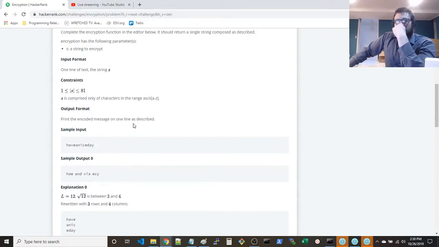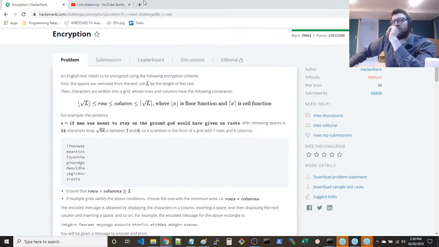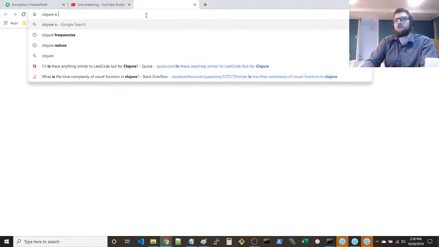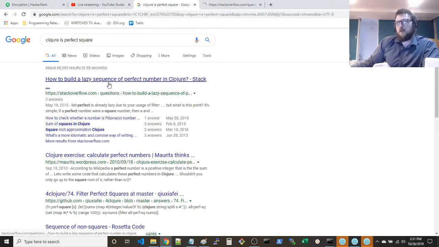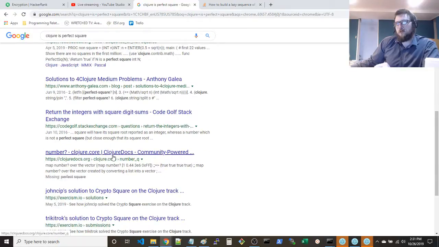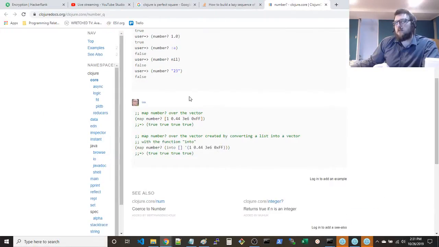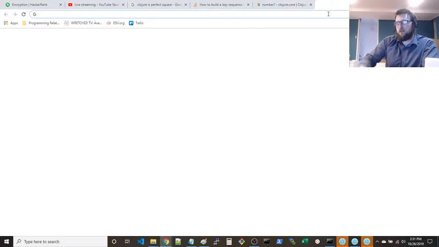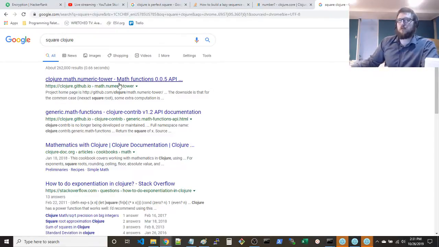But yeah, so we'll implement a binary search, I guess, in Clojure for whether it is a perfect square or not. If it is a perfect square, then this probably already exists for Clojure. Clojure is perfect square, like a math library for Clojure. Number. Perfect square. Clojure. Max Clojure.